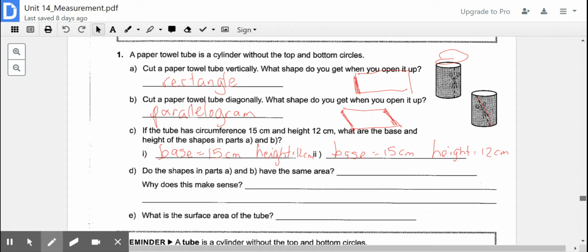Do the shapes in parts A and B have the same area? Yes. They've got the same base and the same height, and I know that area equals base times height. They have the same area. It's the same tube, but it's just cut differently.